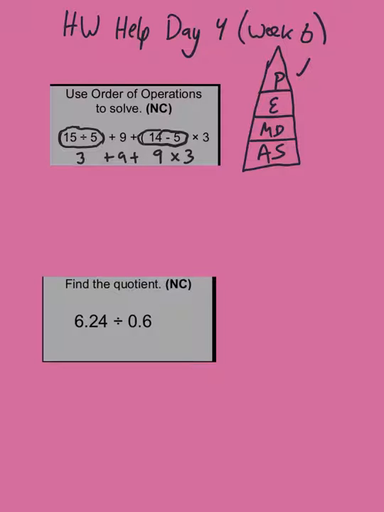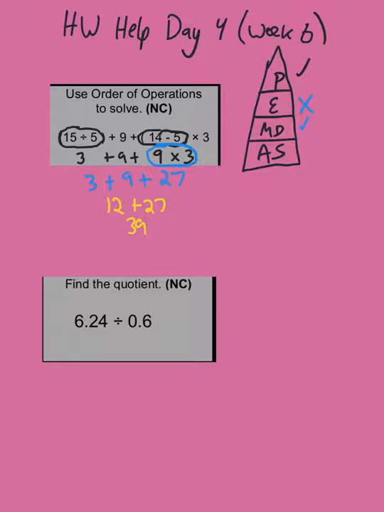Okay, now I have no exponents. Oh, can't even see that red on there. No exponents, but I do have multiplication. So I'm going to take care of that next. So 9 times 3 is 27, but I'm going to bring everything else down. Now that I have addition, I'm going to work left to right. So I'm going to start with 3 plus 9 is 12, plus 27. And if I add those together, I get 39, which is my final answer.